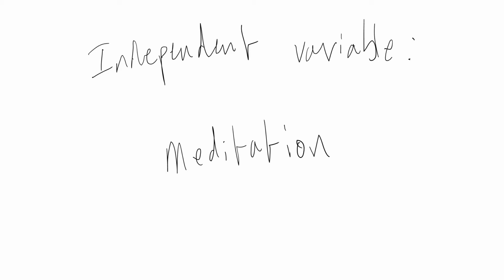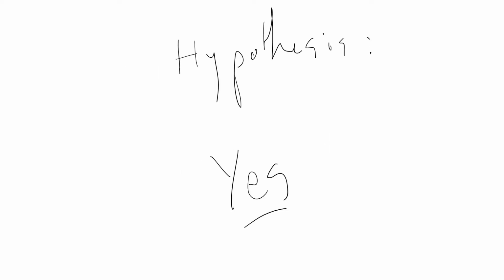One way to remember independent variable versus dependent variable is that our effect depends on the cause. In other words, the value of our dependent variable depends on the independent variable. In our example, we want to know whether stress level is dependent on meditation. So we have our question, does meditation cause reduced stress? And we have a hypothesis that yes, meditation does reduce stress.